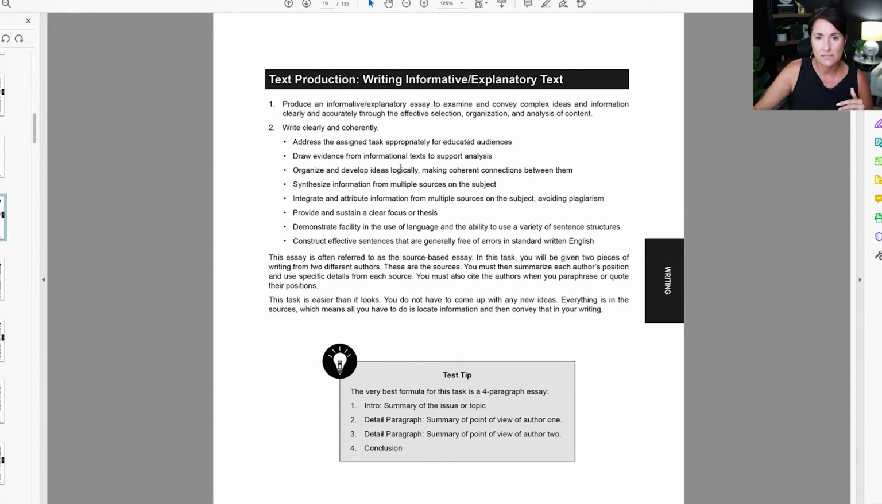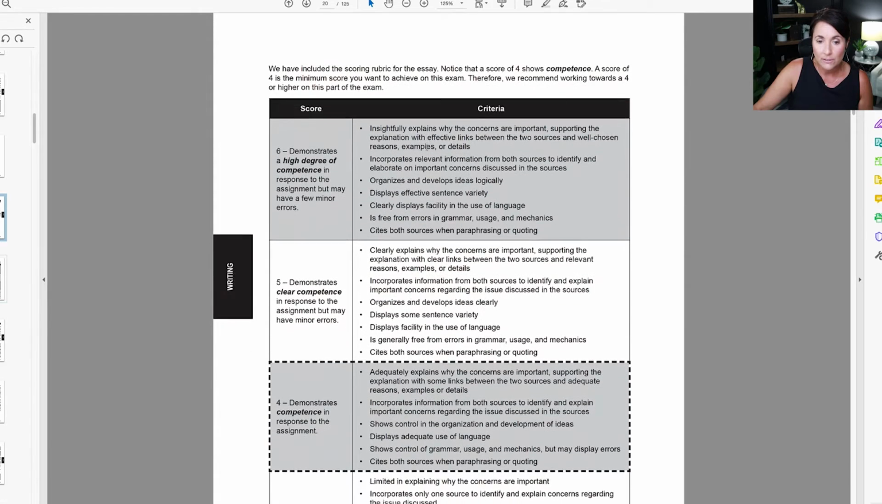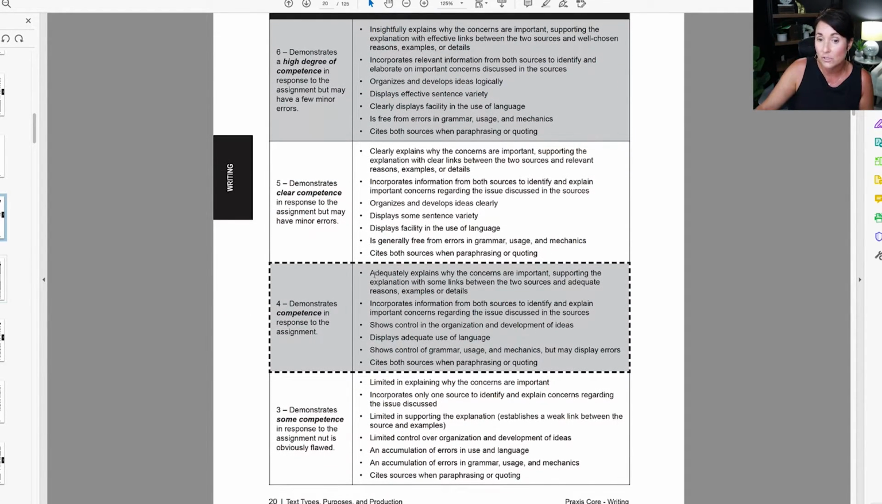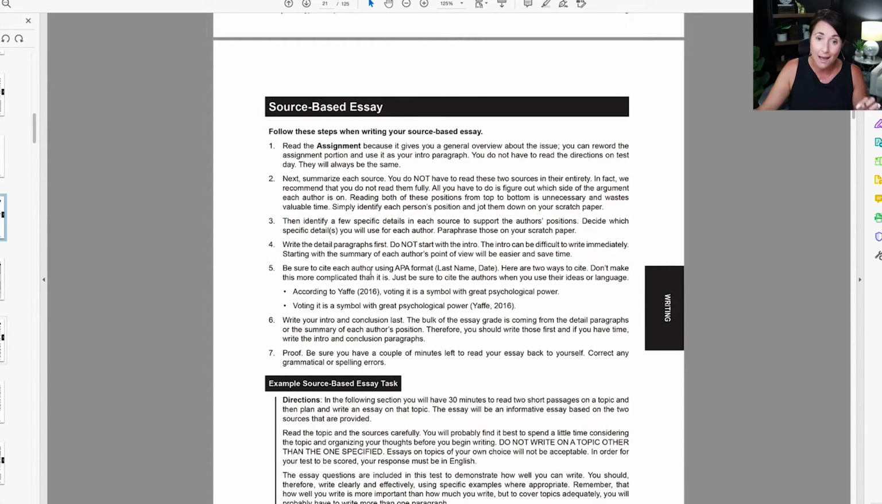Here we are, source-based. It's called the informative explanatory text, but that's the source-based. So what you're going to do is focus in on this rubric, same thing as the argumentative, but this rubric's a little bit different because it's a different task. Remember, you only have 30 minutes for this, so you've got to keep it short and sweet, and you've got to practice to keep it under that time.